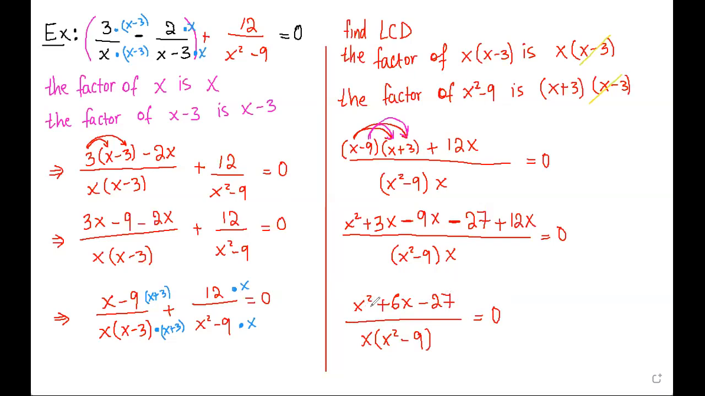Now, to solve something like that, it means the numerator, x squared plus 6x minus 27, equals 0. So this is what I have to solve now. I have to solve this quadratic equation equals 0. So this means here x squared plus 6x minus 27 equals 0. How to solve this quadratic equation? Make sense?